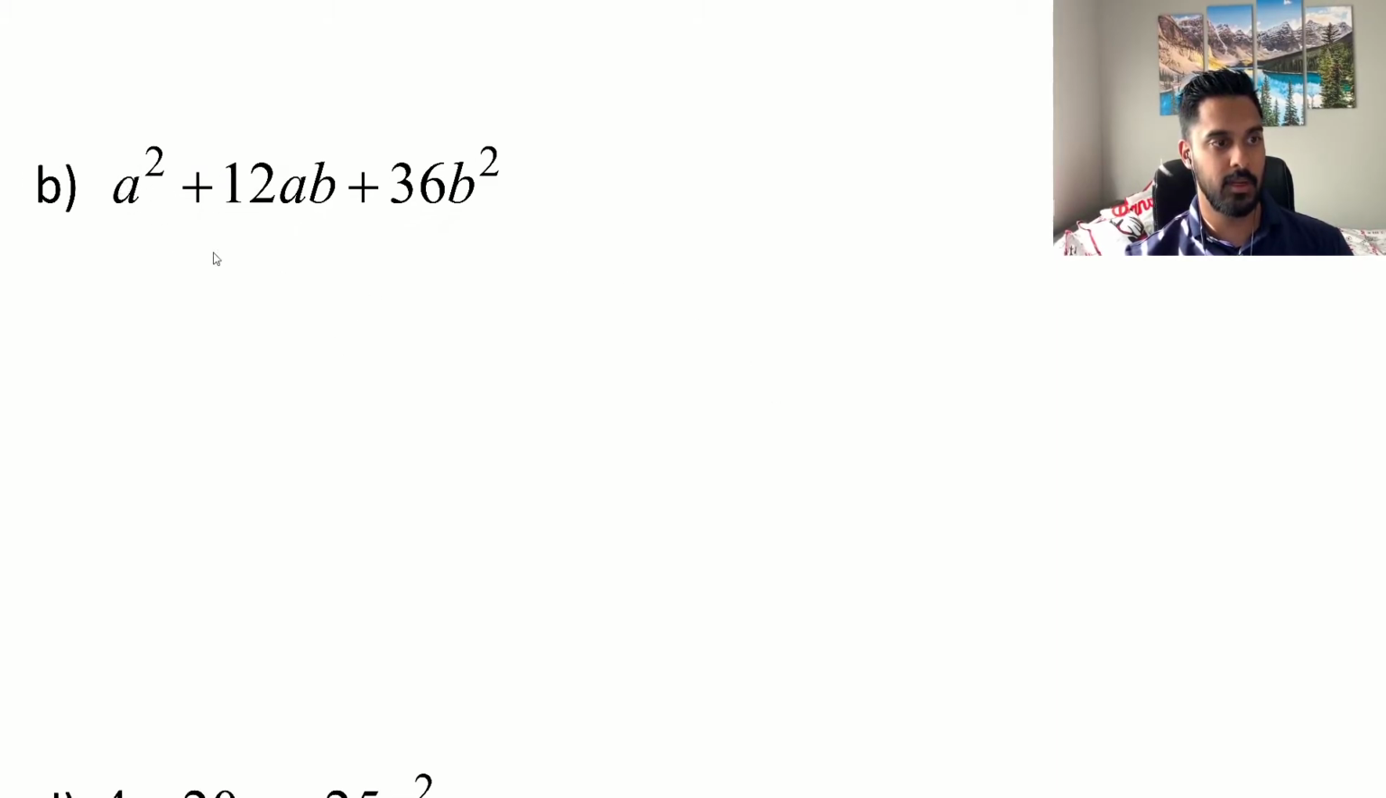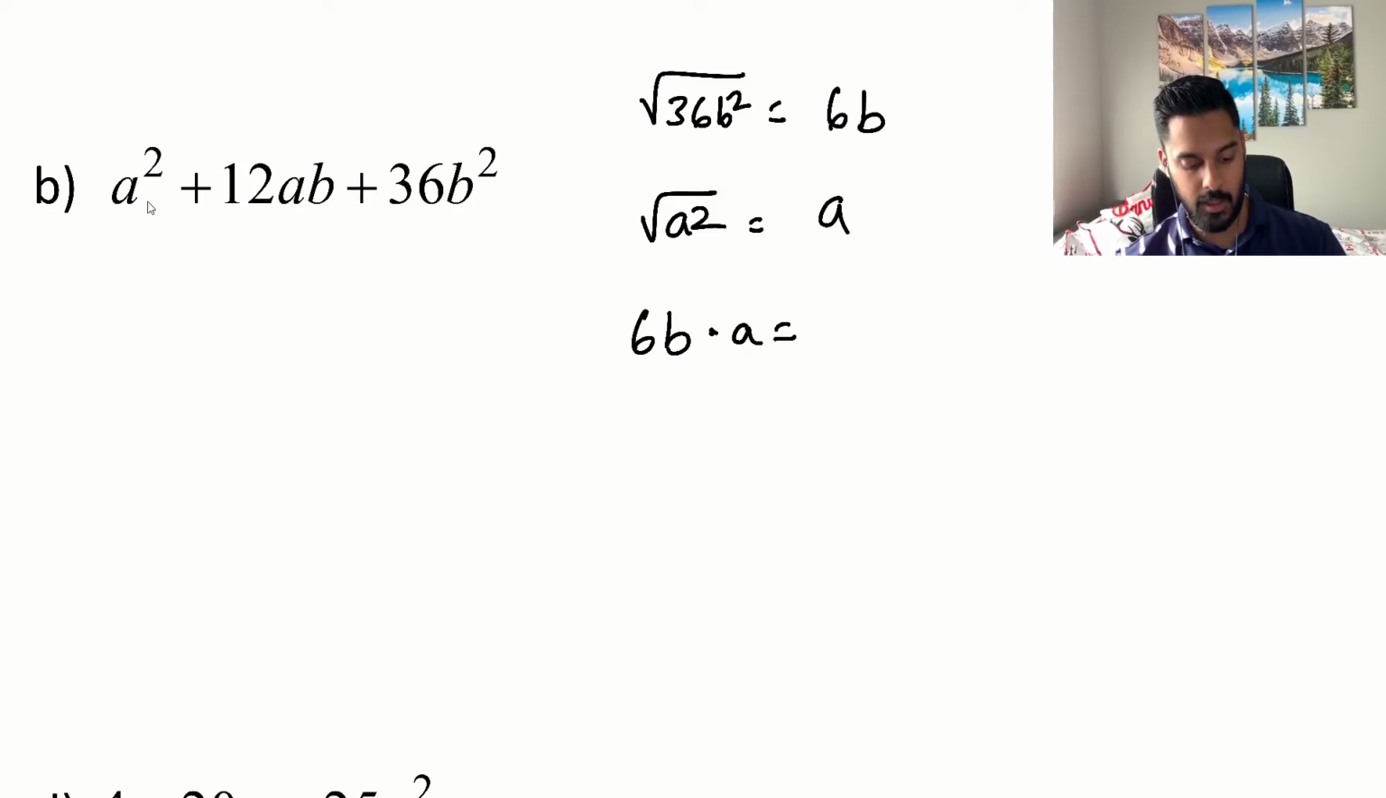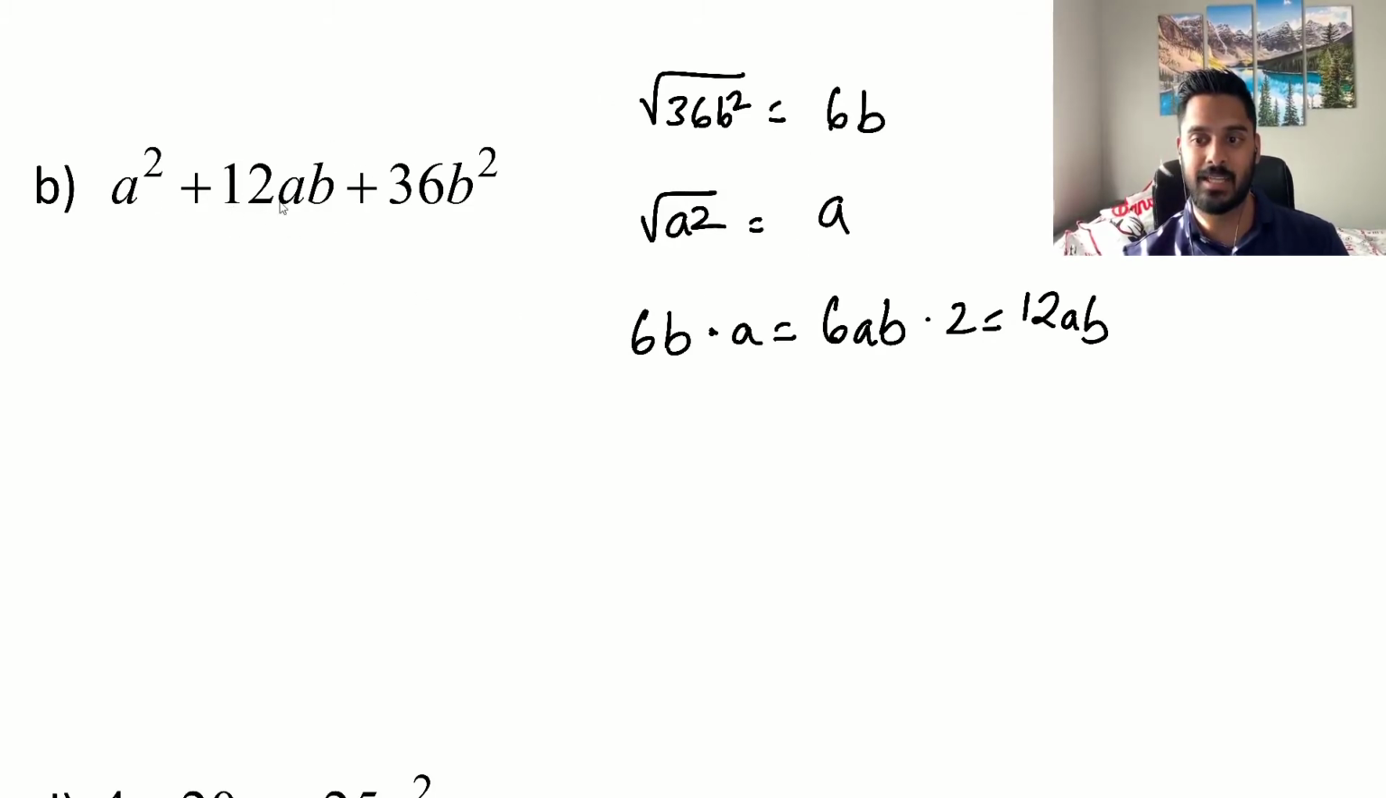Now I've got a squared and b squared to think about. So if I take the square root of 36b squared, I'm going to get 6b. Okay, it's a perfect square. Square root of a squared is going to be a. So 6b multiplied with a is 6ab. If I double it, we're going to see we end up with 12ab, which is exactly what's in the middle. So now I know that I'm going to have a group of 6ab.